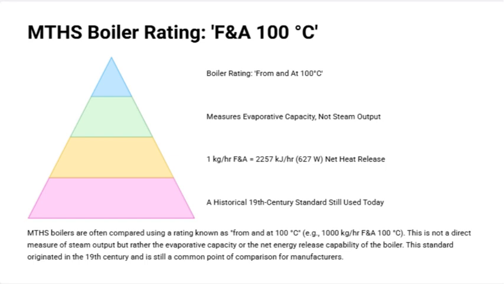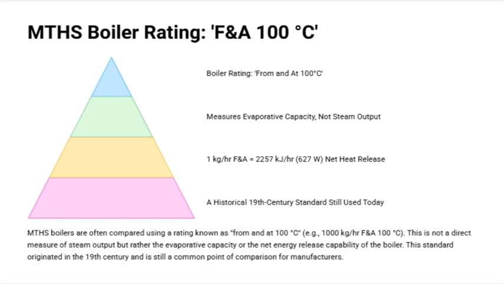In other words, it tells us how much water the boiler can turn into vapor, based on a certain amount of energy, rather than how much steam it produces directly. For example, 1 kilogram per hour of F and A at 100 degrees C corresponds to about 2257 kilojoules per hour, or roughly 627 watts of net heat release. That helps us understand the energy involved in the process.